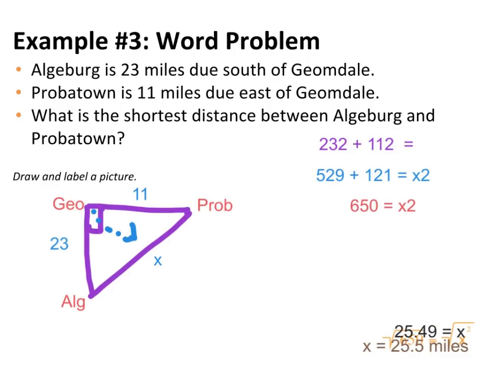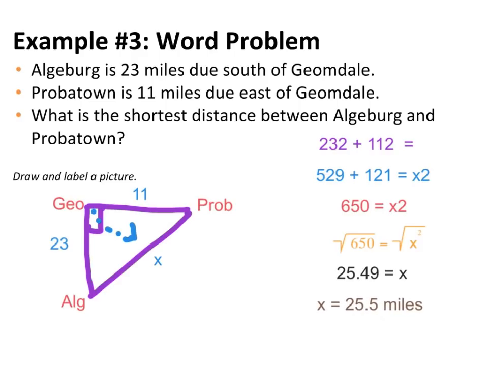But again, I don't want x squared. I want just x. So I'm going to square root both sides of my equation. Square root the 650, square root the x squared. When I do that, I end up with x equals 25.49, but I'm going to round to the nearest tenth, so I end up with x equals 25.5 miles. Excellent. Let's take a look at the next one.